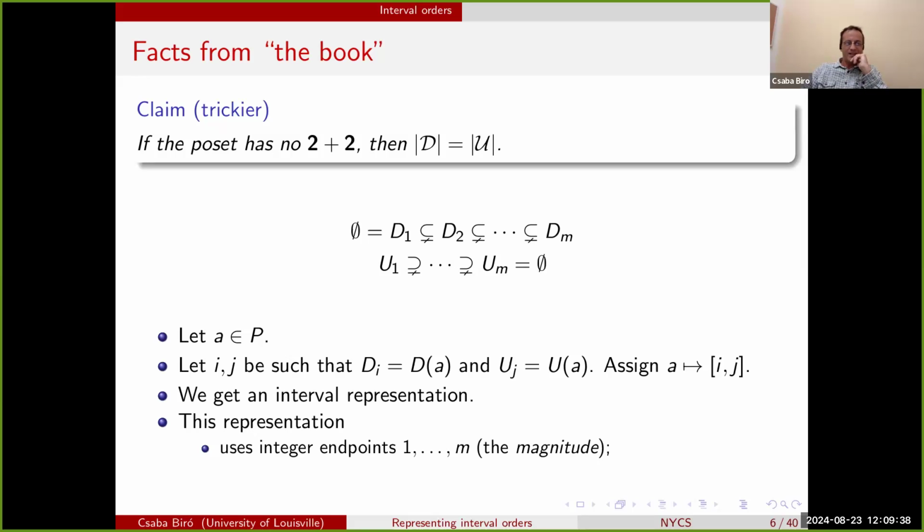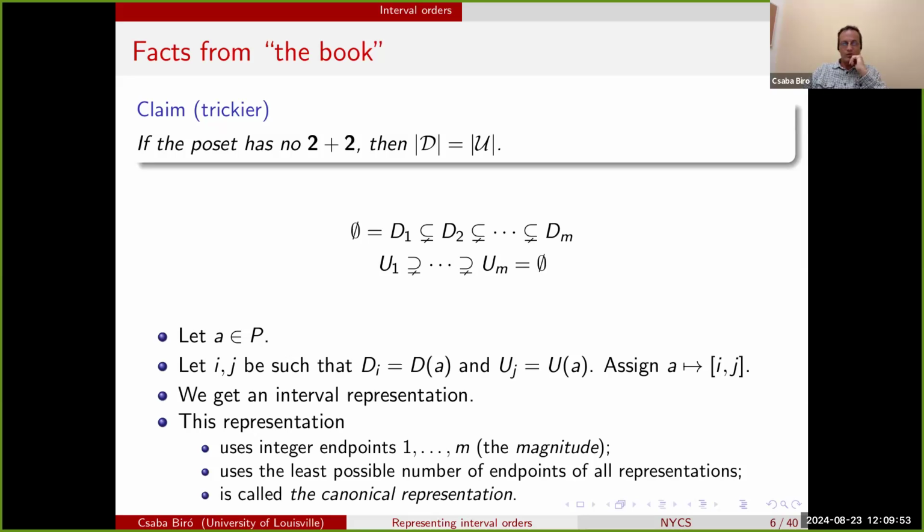So this is a representation that uses integer endpoints from 1 to m. m is called the magnitude of the poset. And it uses the least possible number of endpoints of all representations. And it's also sometimes called the canonical representation of the poset.